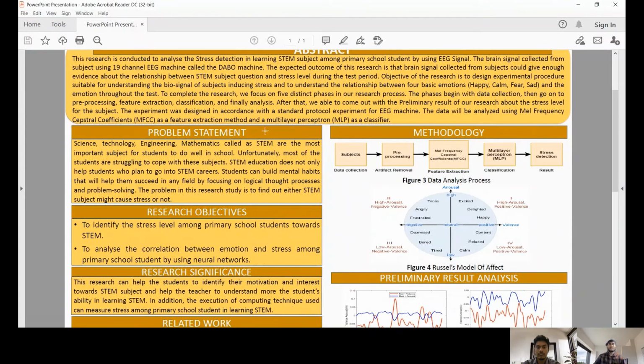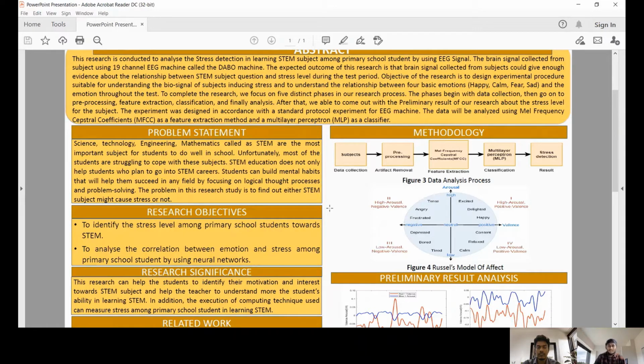Next, the problem statement. Actually, what's the problem we are going to solve? Science, technology, engineering, mathematics, called STEM, are the most important subjects for a student to do well in school. Unfortunately, most of the students are struggling to cope with these subjects. STEM education doesn't only help to study. Even for those who plan to go into a STEM career, STEM can build mental habits that will help them succeed in any field by focusing on logical thought process and problem solving. The problem in this research study is to find out whether STEM might cause stress or not.